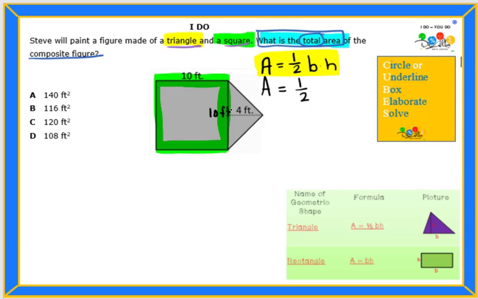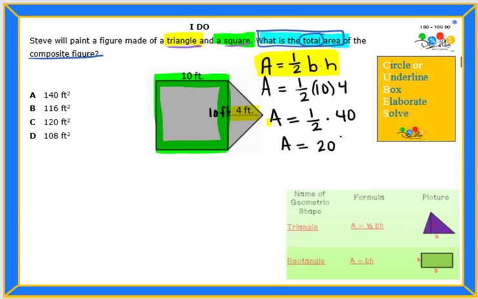But when I look at the triangle, that is the bottom or the base of the triangle because it is perpendicular to the height. So we have the base of 10 and the height of 4. So now we can multiply 10 times 4 is 40. So half of 40. And half of 40 is 40 divided by 2, or 20.